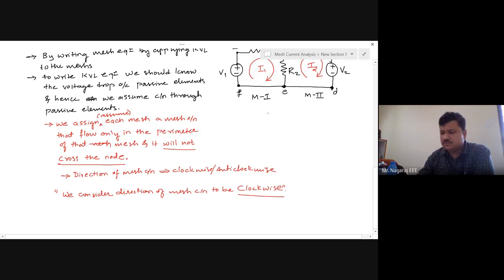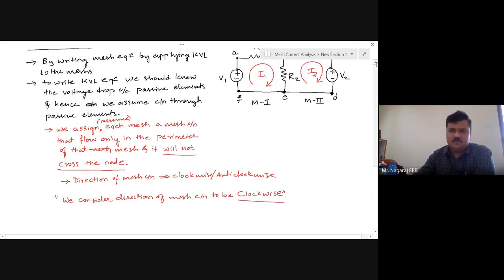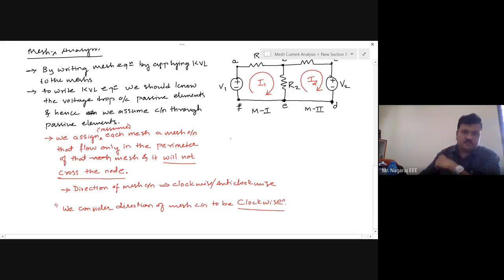there are steps to be followed in writing the mesh equations. Now we know what is mesh current, what we have to do here. First I should know the number of individual meshes present in the circuit. First I should check whether the circuit is planar or non-planar. If the circuit is non-planar, I cannot go with mesh current analysis. I should go with node voltage analysis. So we will study node voltage analysis after this.